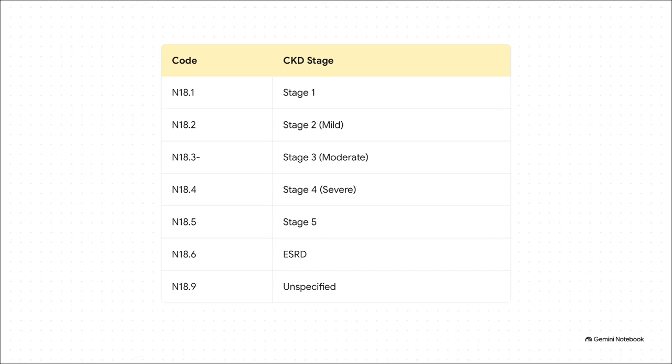Oh, and here's a quick expert tip. If you ever encounter CKD in a patient with a kidney transplant status, you'd sequence the Z94.0 transplant status code alongside the appropriate N18 stage code to tell the full clinical story.